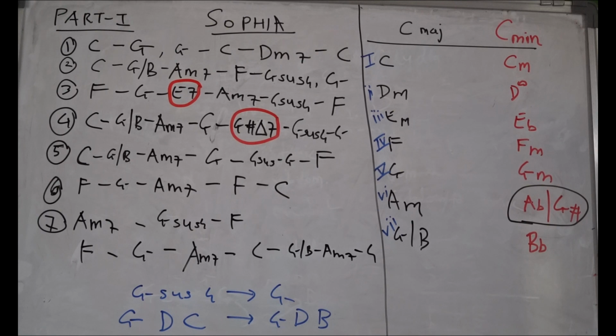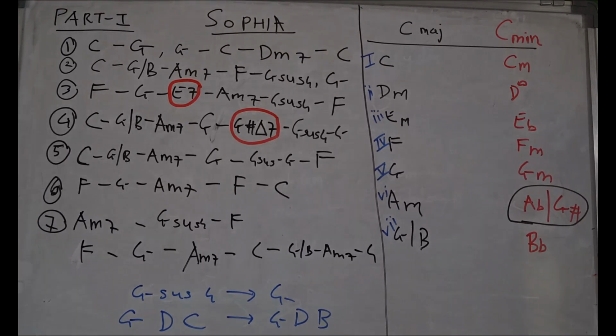Then after that, progressions number 5, 6 and 7 are all using diatonic chords. So you can just listen to the performance part and you'll come to know these are very simple, straightforward. There's nothing difficult in this. All of these are within the scale of C major.